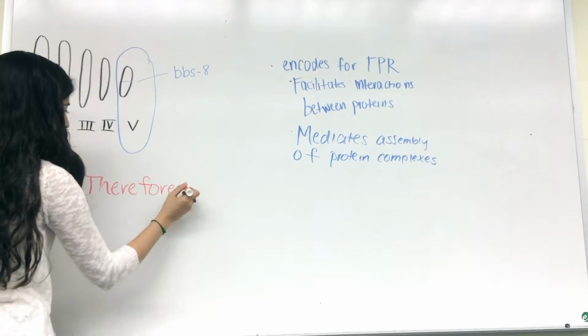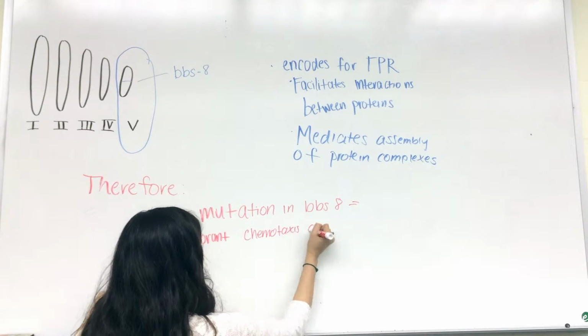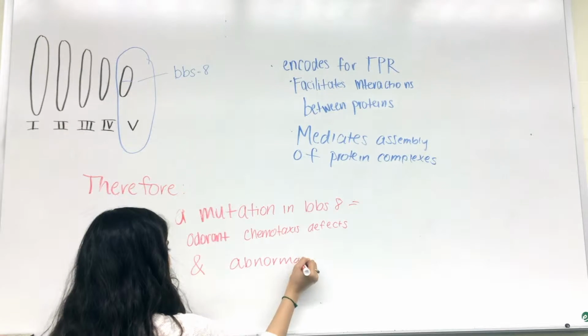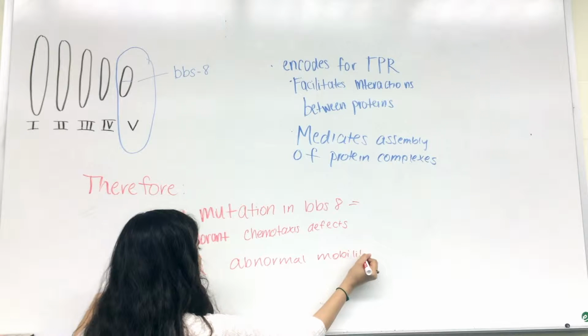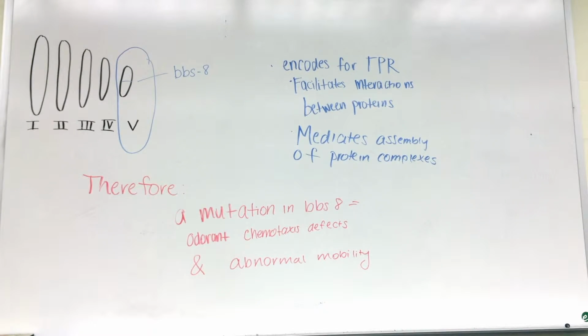In C. elegans, previous research has shown that BBS8 activity is essential for cilia biogenesis and function. Therefore, a mutation within BBS8 leads to odorant chemotaxis defects as well as abnormal motility. BBS8 is also necessary for proper regulation of insulin secretion.